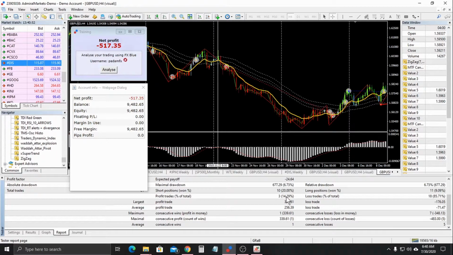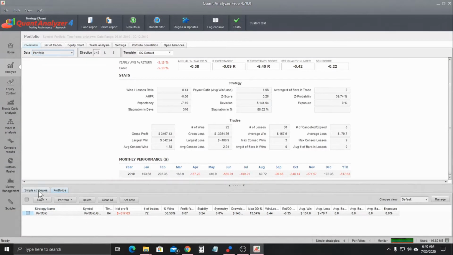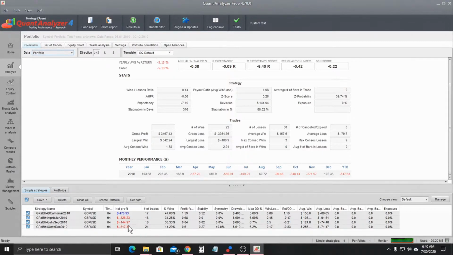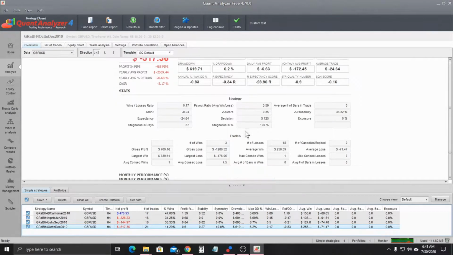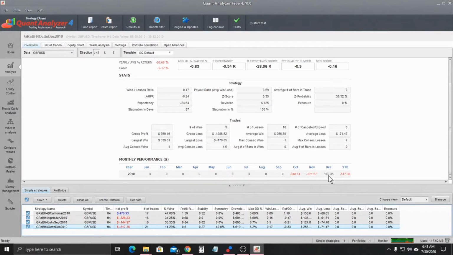Look, profit trades 14%, very, very bad. And on the Quant Analyzer 4, 21 trades, bad Sharpe ratio 0.6. Every month except December was a loss, 348, 271. Alright, so here's a little bit more analysis. Well, actually, I won't go into that. Let's actually just go here.